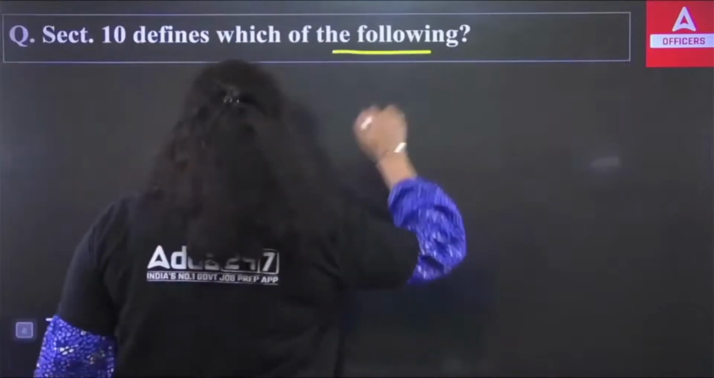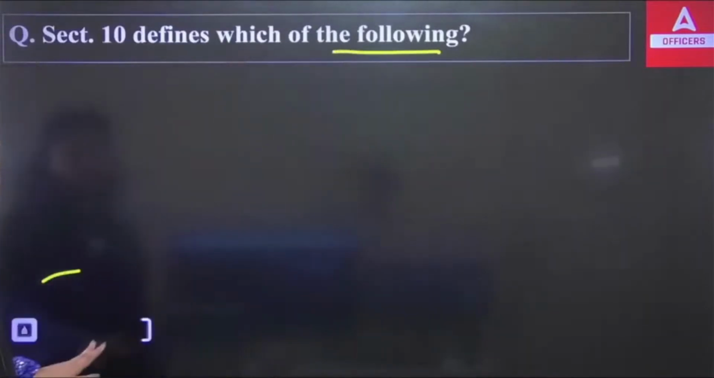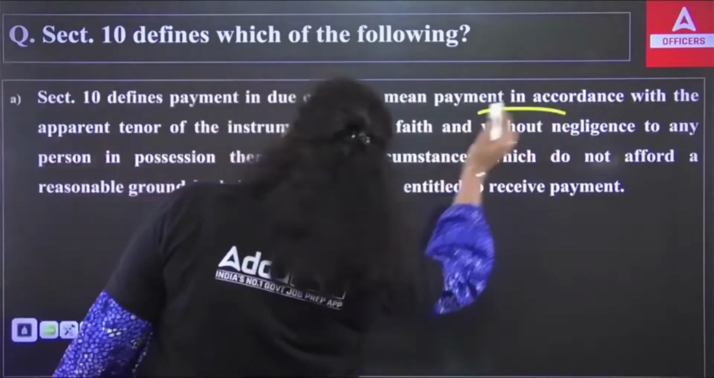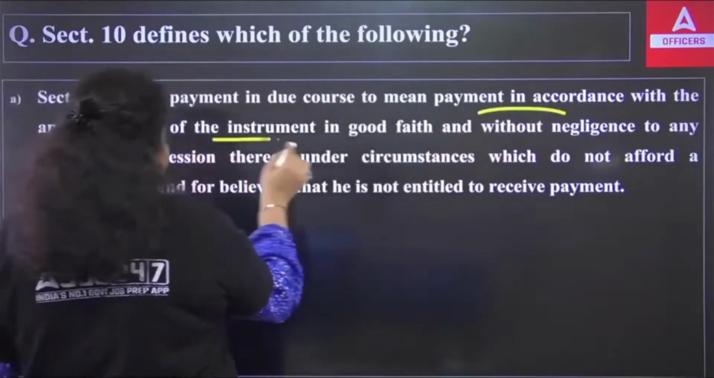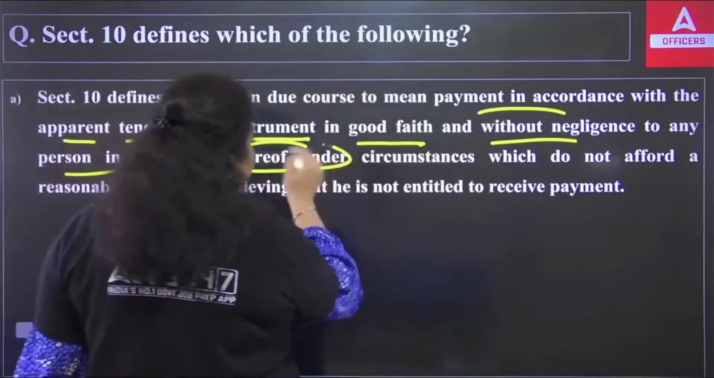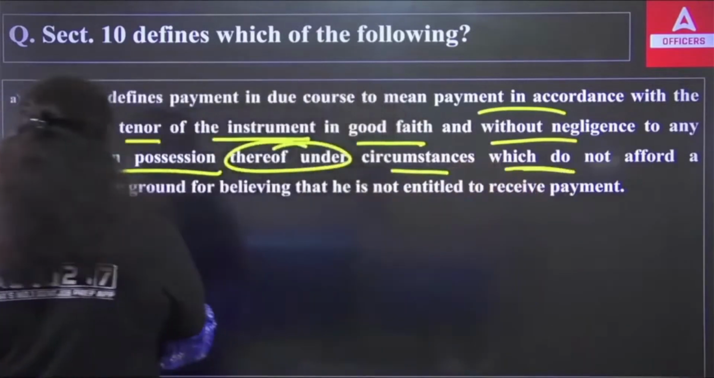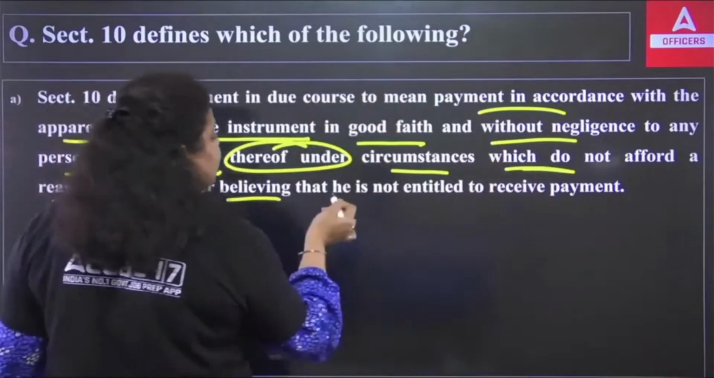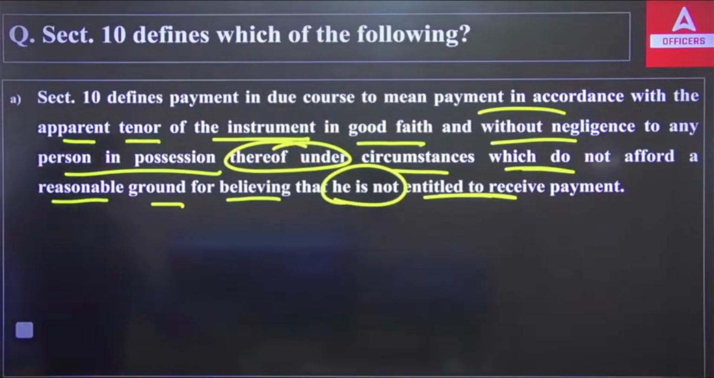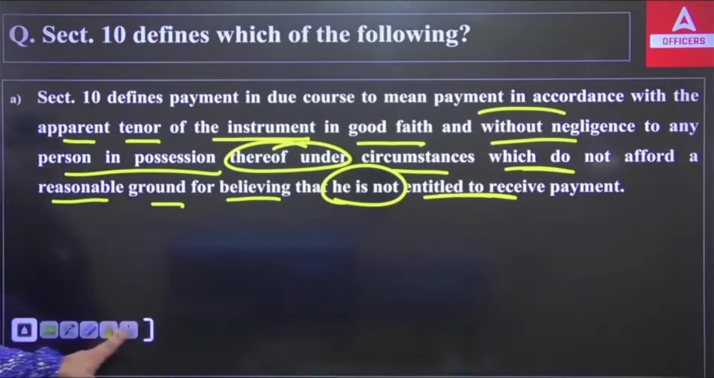Next. Section 10 defines which of the following. The first is saying section 10 defines payment in due course to mean payment in accordance with the apparent tenor of the instrument in good faith and without negligence to any person in possession thereof, under circumstances which do not afford a reasonable ground for believing that he is not entitled to receive payment. This is what we are talking about here, that section 10 talks about payment in due course.